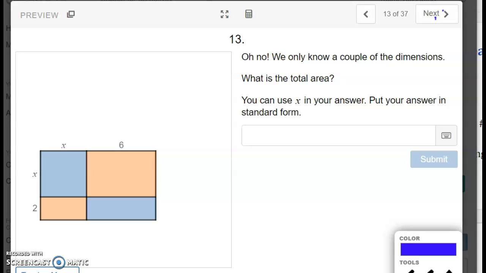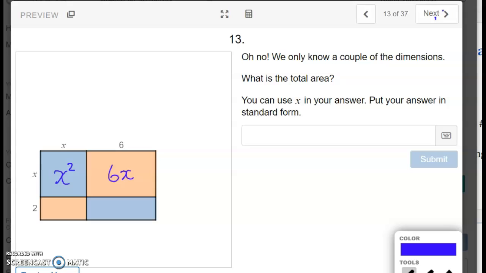But that still does not cause us a problem because we can split them up and find the area of little rectangles and then add them all up. So how do we do that? What is the area of this blue rectangle? The length is x and the width is x, so that's going to be x squared here. What about this orange rectangle? The length is 6, the width is x, so x times 6 is 6x.